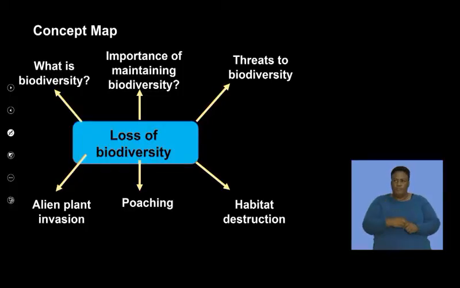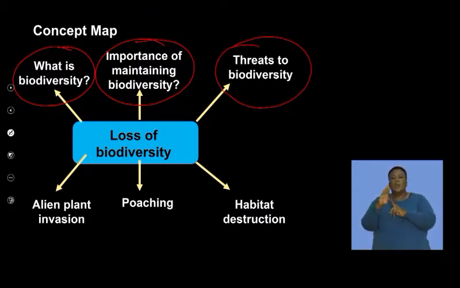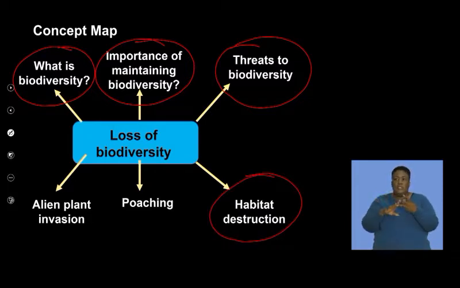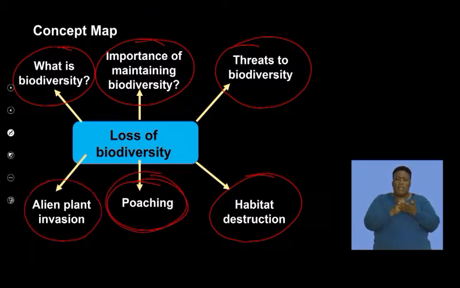So in this segment earlier on, we looked at what biodiversity was. We've looked at the importance of maintaining biodiversity. We discussed what the threats to biodiversity are. We spent some time looking at habitat destruction in terms of how that occurs. We looked at poaching as an impact on biodiversity, and we've discussed what alien plant invasion is and how that becomes quite expensive to maintain.